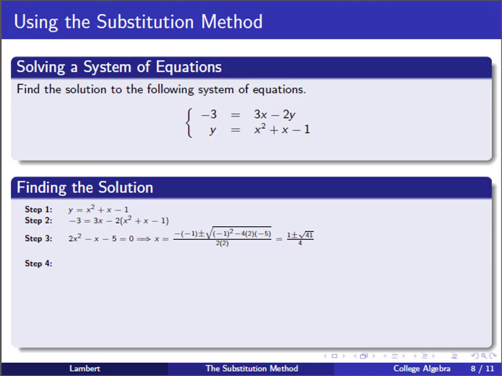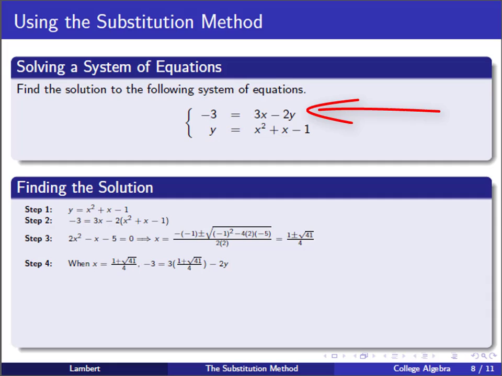Now we need to find the y values that correspond to that. Well, notice we have two x values, so we'll have two y values. And so the first one we'll start with is when x equals 1 plus square root of 41 over 4. And what does that mean? Well, you can plug it into either equation. I would suggest the easier one of the two would probably be the top one, since you have just a linear equation. But you have the option to use that second equation. So we'll stick with the first equation in this case.